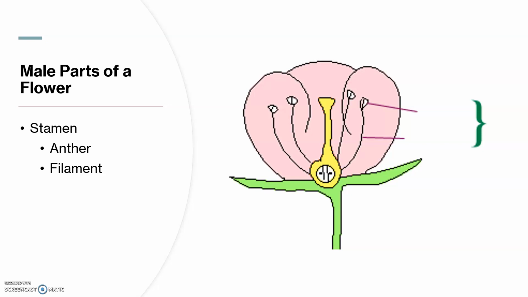The male parts of a flower are called the stamen. The stamen consists of the anther and the filament. The stamen typically surround the pistil. At the top of the stamen, you will find the anther, which produces pollen. The anther is held up by the filament.